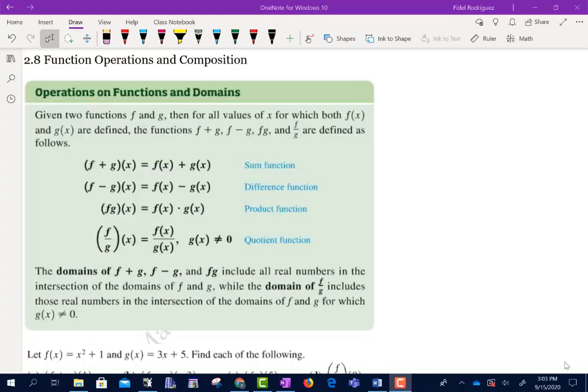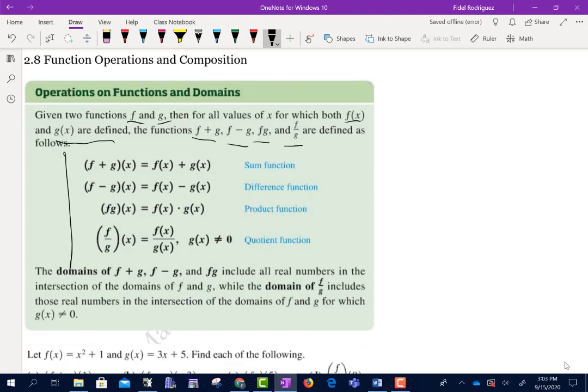Right, so section 2.8 talks about function operations and composition. The first part I have here deals with operations on functions and domains. It says, given two functions f and g, then for all values of x for which both f of x and g of x are defined, the functions f plus g, f minus g, f times g, and f divided by g are defined as follows.